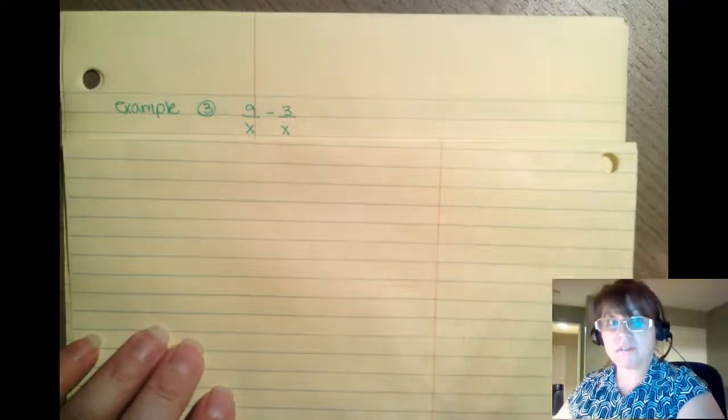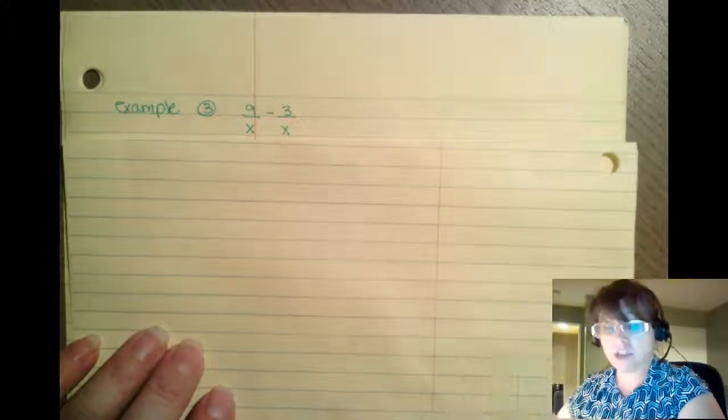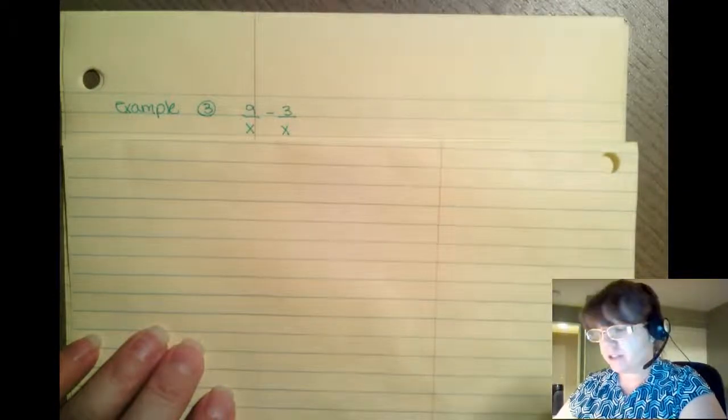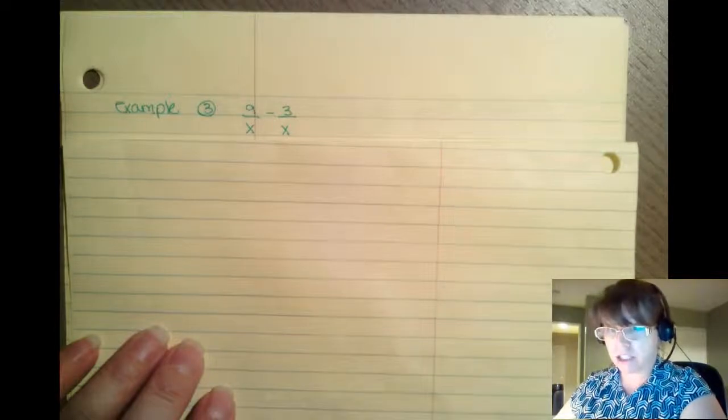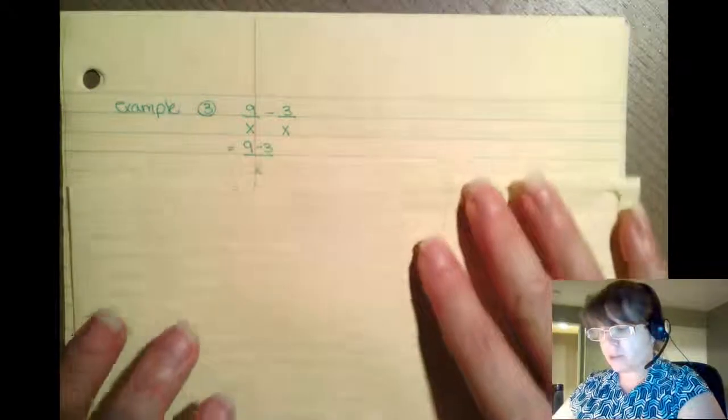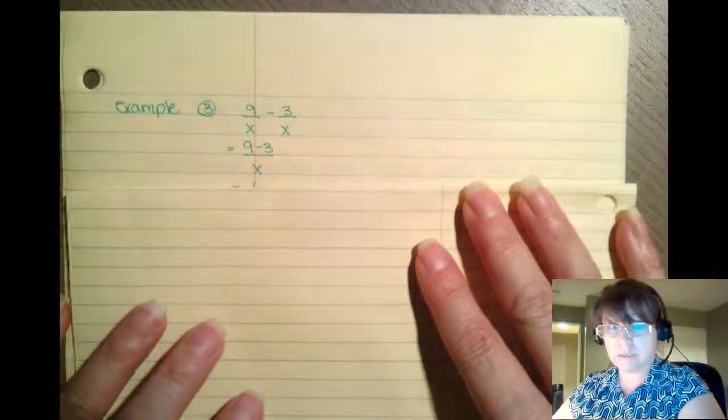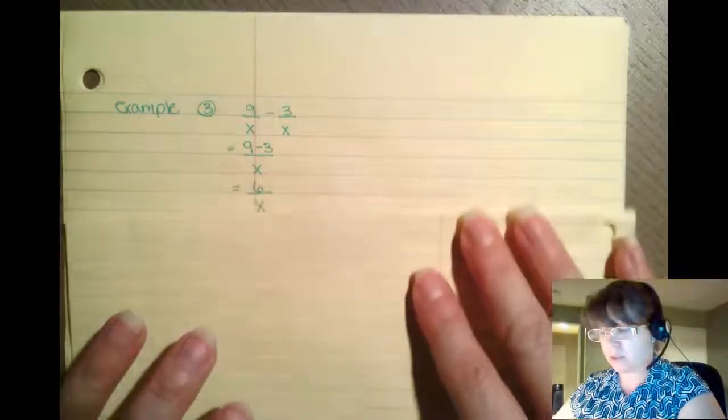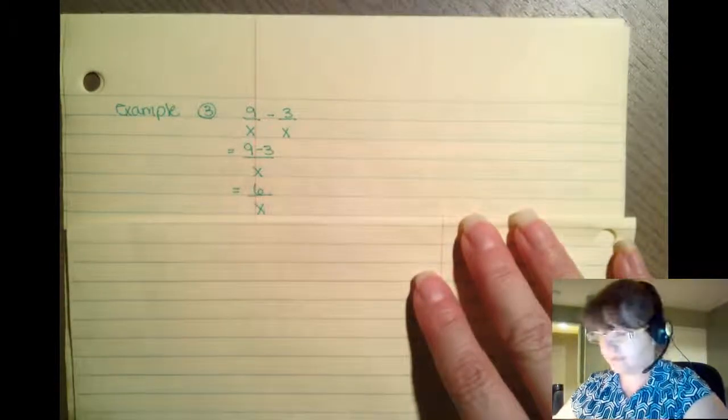Let's just run through a few more examples just to get it in our head what the process is. So 9 over x minus 3 over x, they both share the x as the denominator in common. So we can write it under one fraction, (9 minus 3) over x, and the result is 6 over x.